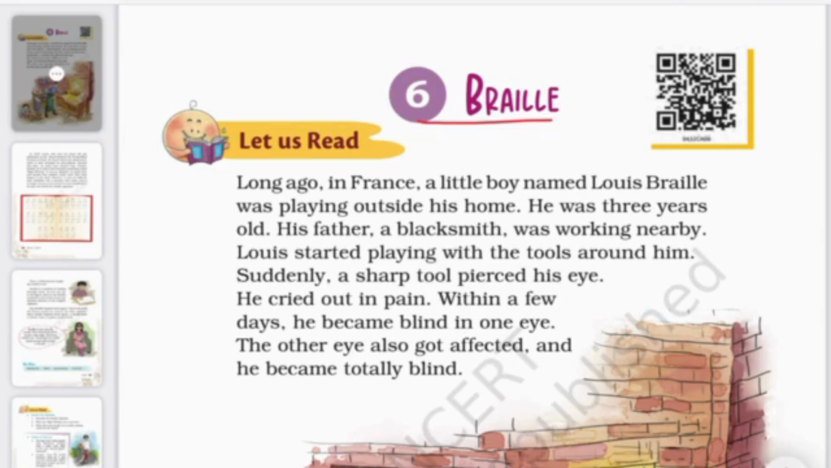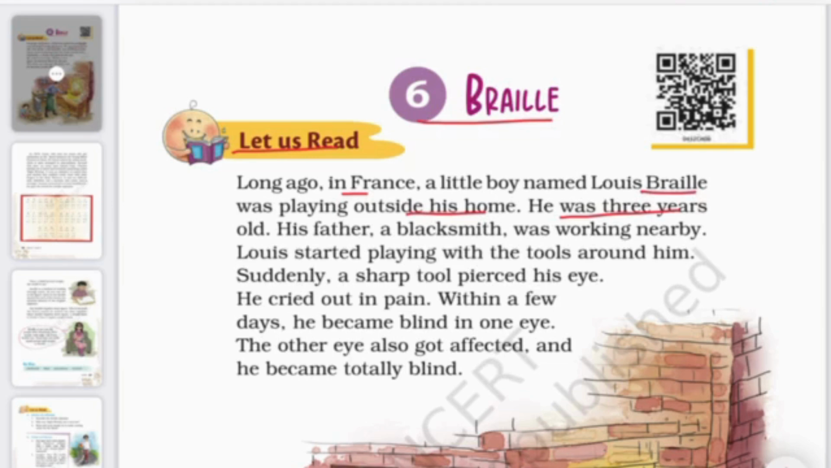Let us read. Long ago in France, a little boy named Louis Braille was playing outside his home. He was 3 years old.